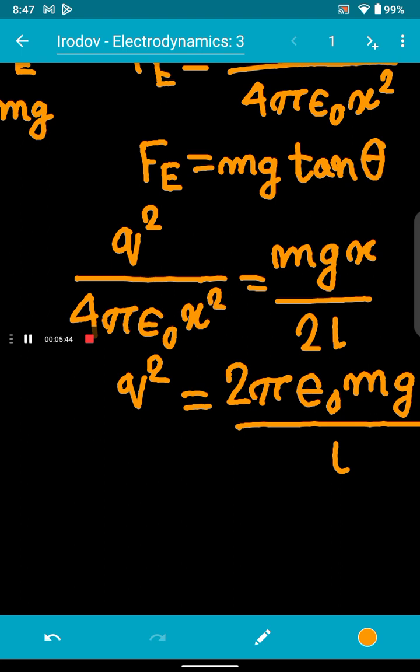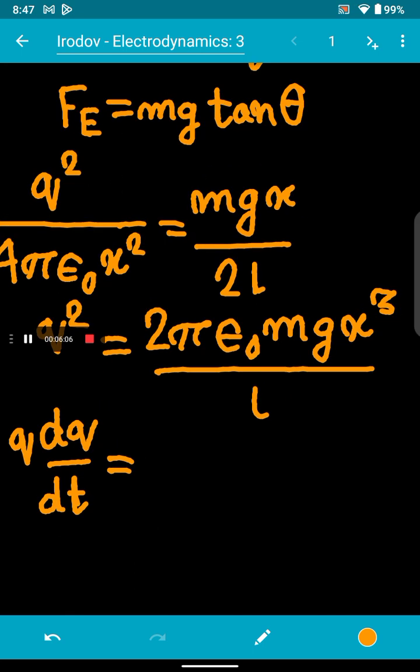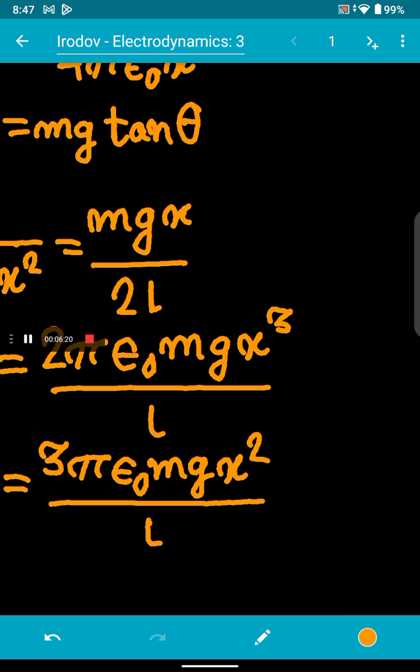So now we want dq by dt. Let's just differentiate this. This side becomes 2q dq by dt, and the 2 and 2 cancel. So only q dq by dt survives, and this whole thing is constant. Just x cube will be differentiated. So this will be 3 pi epsilon naught mg by L times x square, I mean this is 3x square, so 3 is here, and this will be dx by dt.